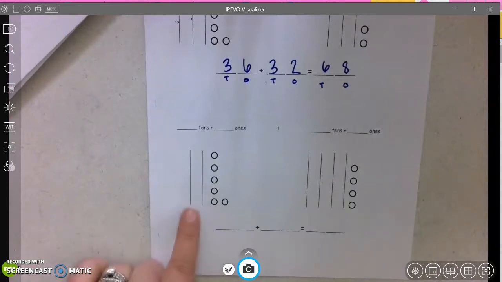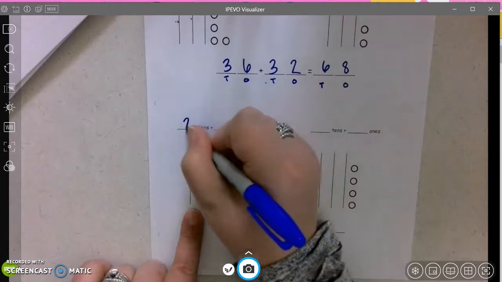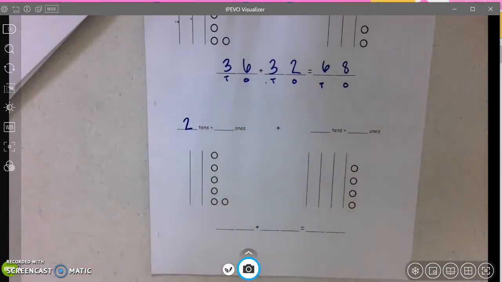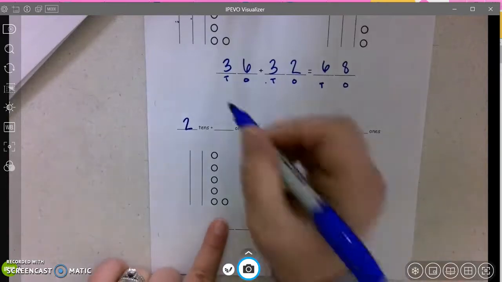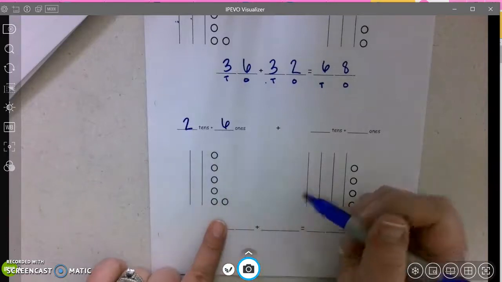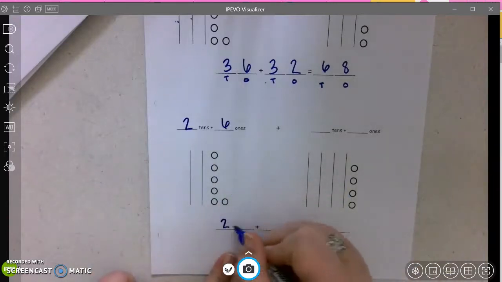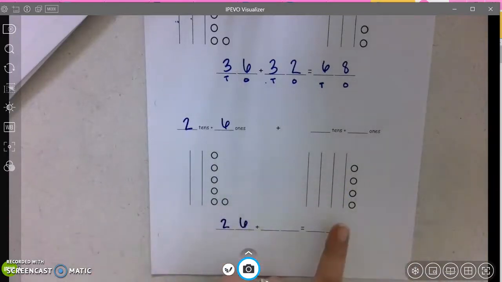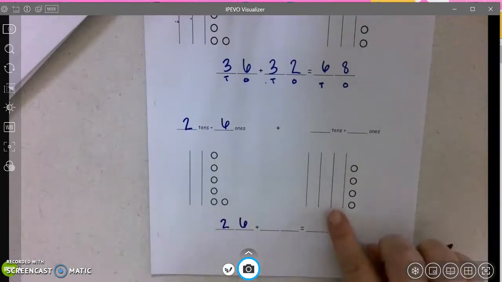How many tens are in this number? There's 2. And how many ones are in this number? There's 6. And what number do we have? 26. Great job. Let's look over here. How many tens are over here?